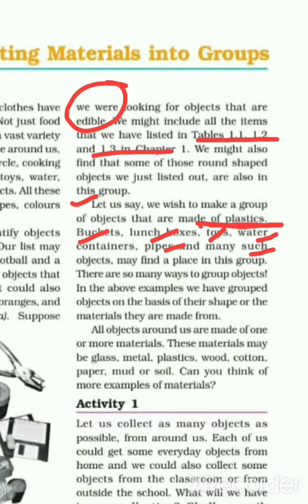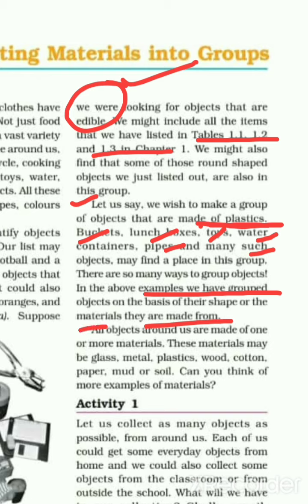There are so many ways to group objects. In the above example, we have grouped objects on the basis of their shape or the materials they are made from. So here you can observe that we have grouped objects on the basis of their shape, like the circle shape, or the materials they are made from, like plastic or the things we can eat. So here we have already seen three categories.